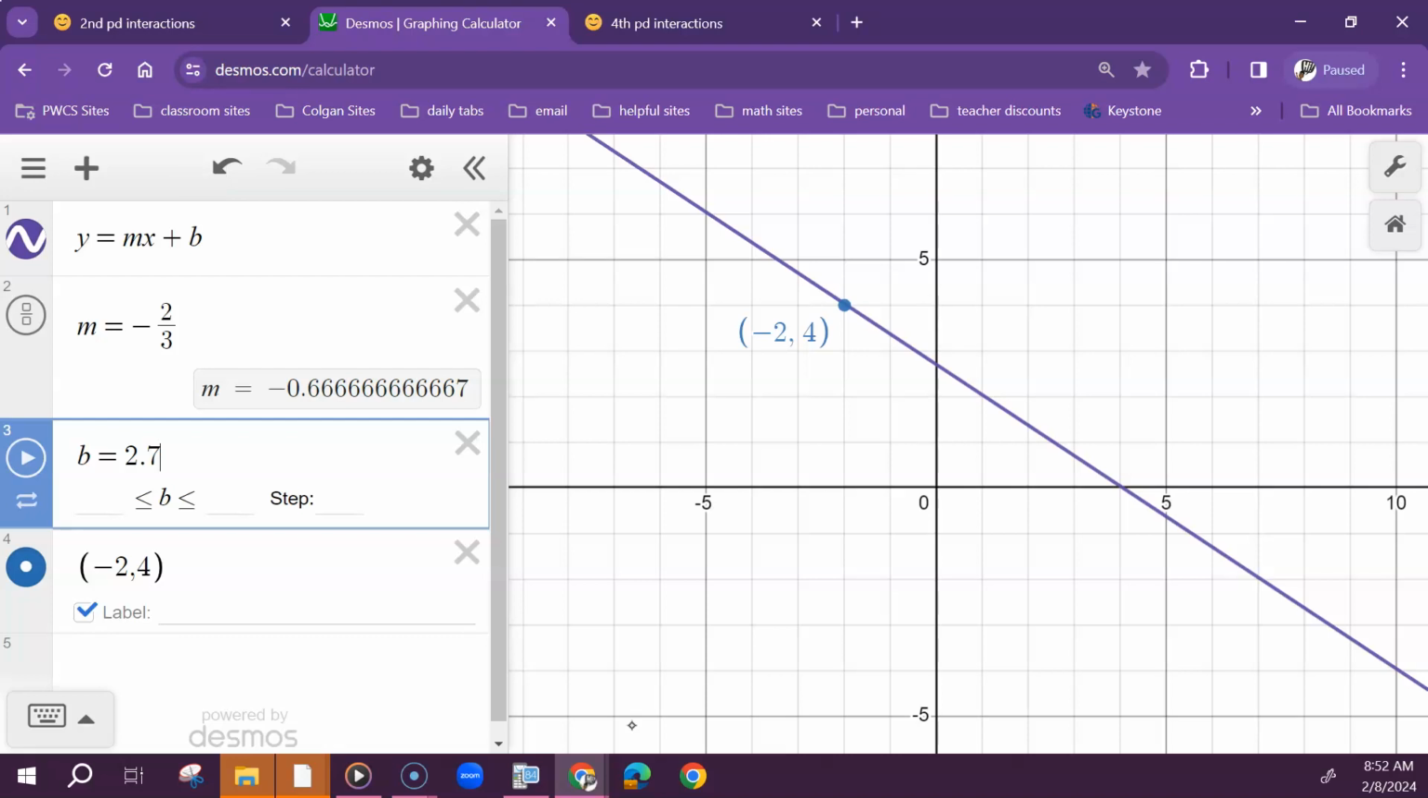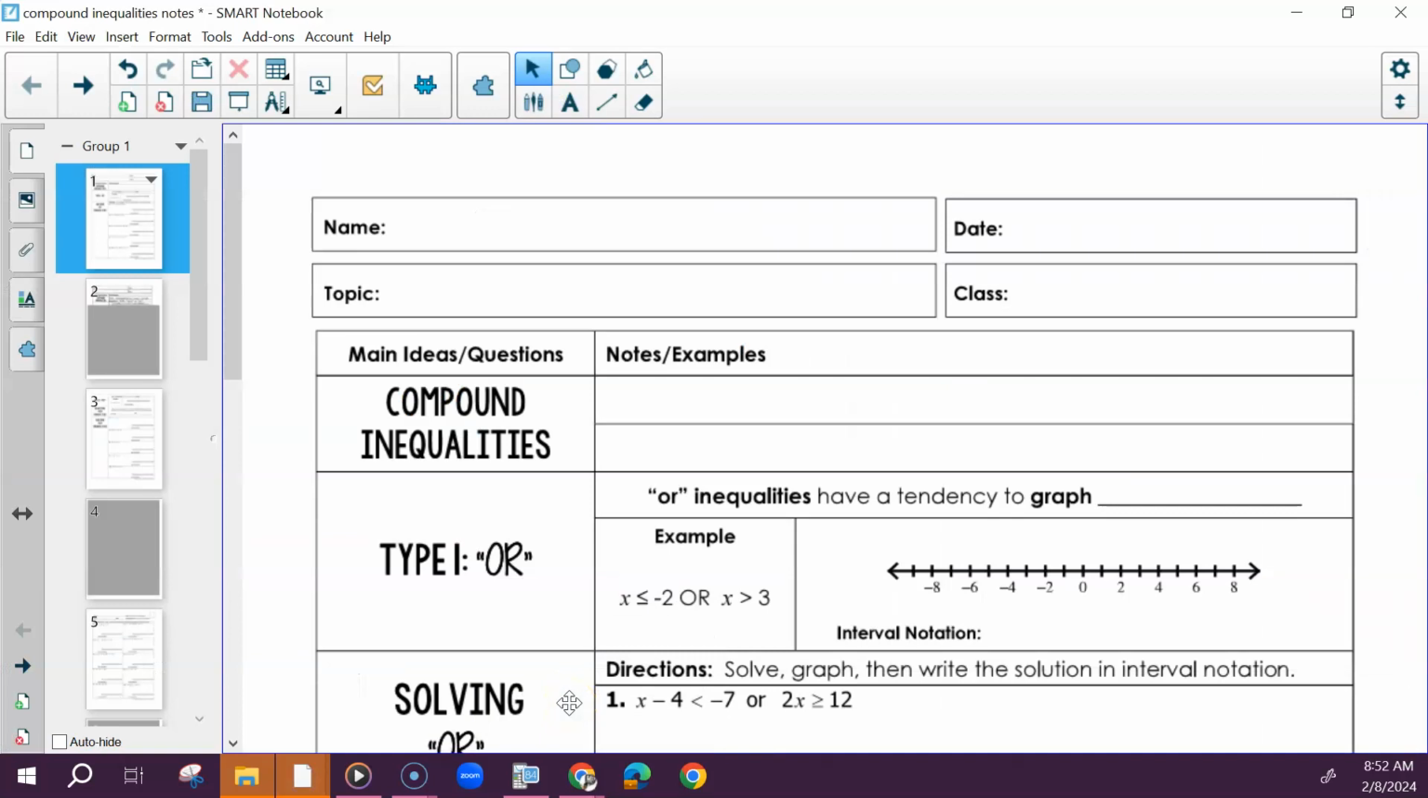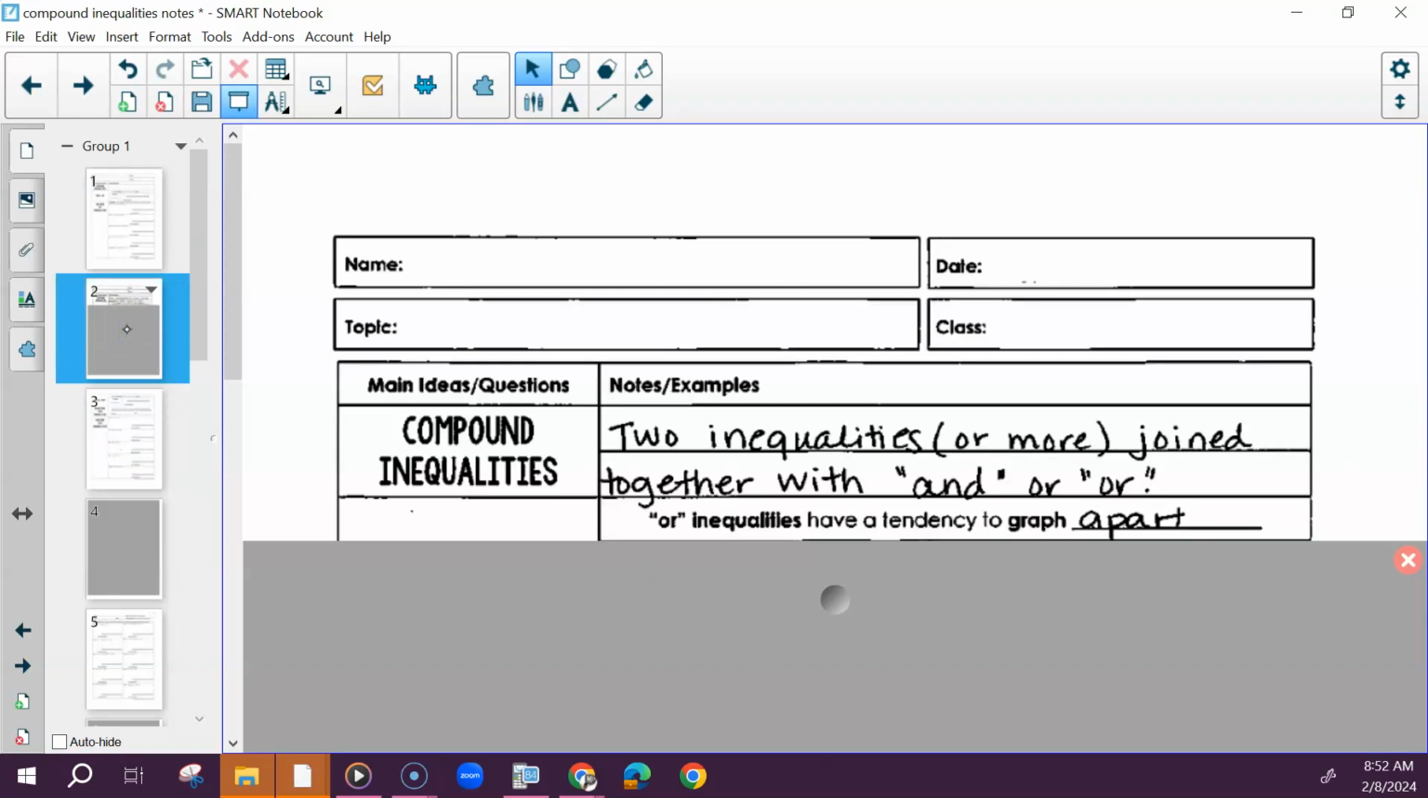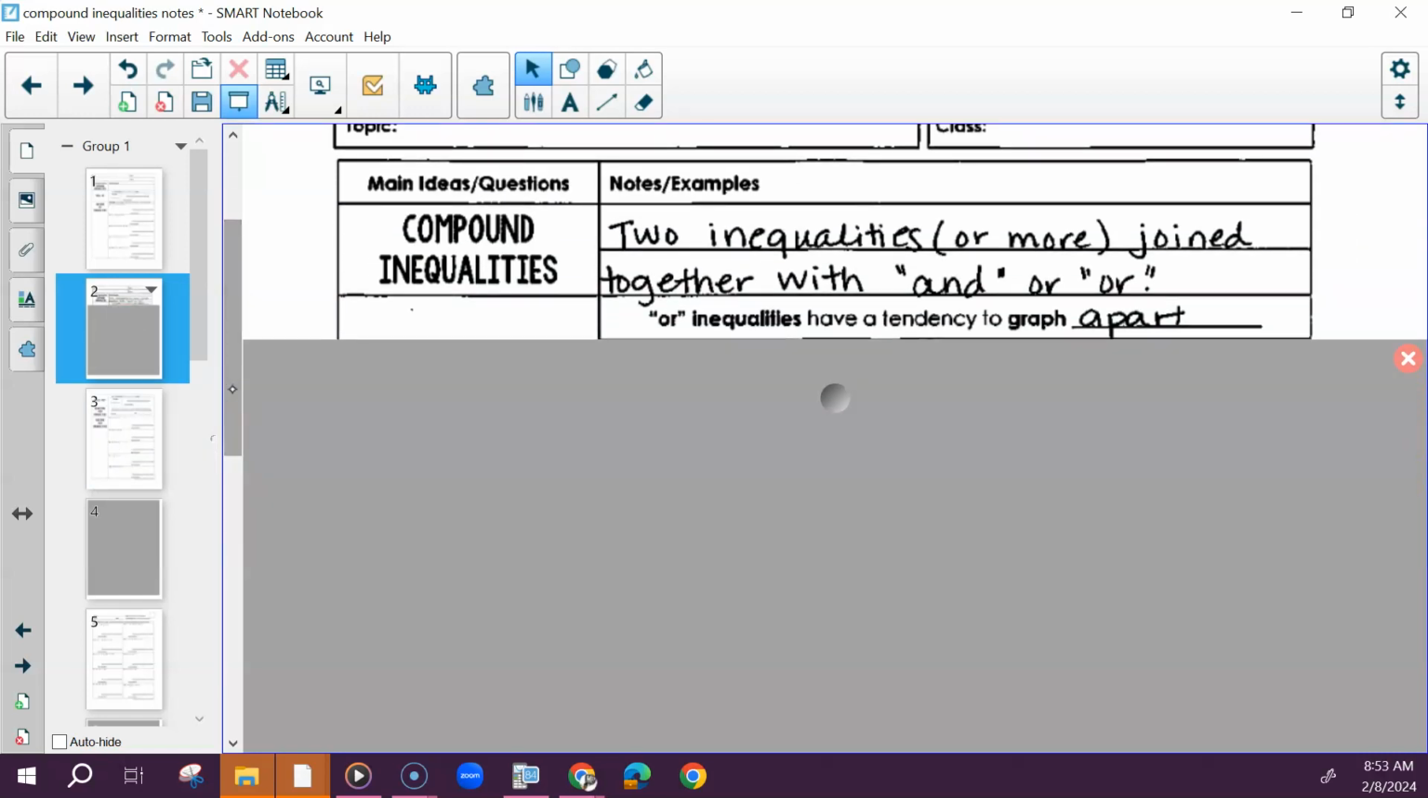So go ahead and look at your notes and write that part down. Compound inequalities are two inequalities or more, but we're just going to be dealing with two, that are joined together with the word and or the word or. Or inequalities have a tendency to graph apart, and I'm going to explain what that means in a moment.